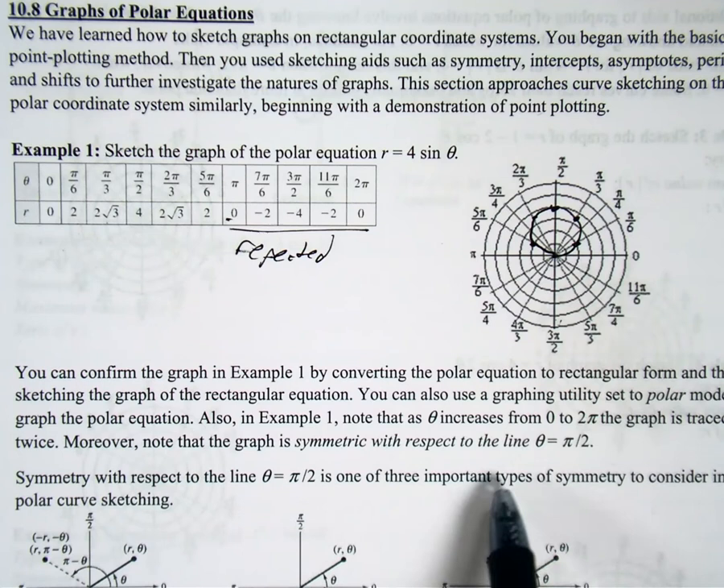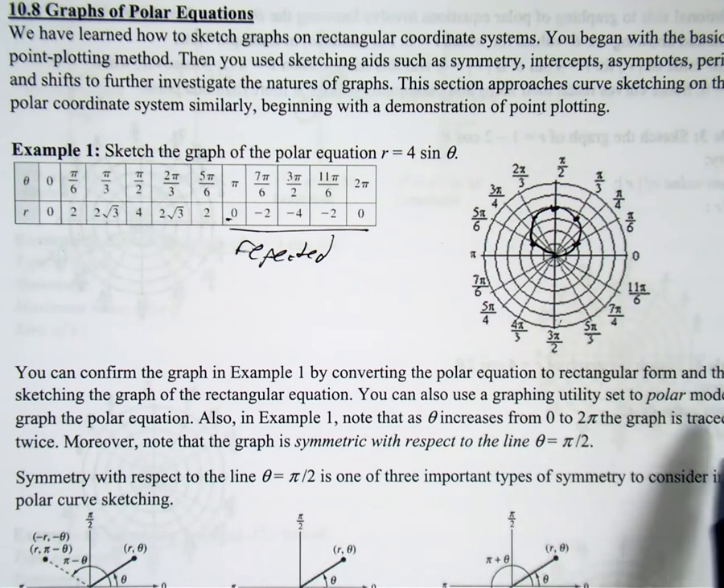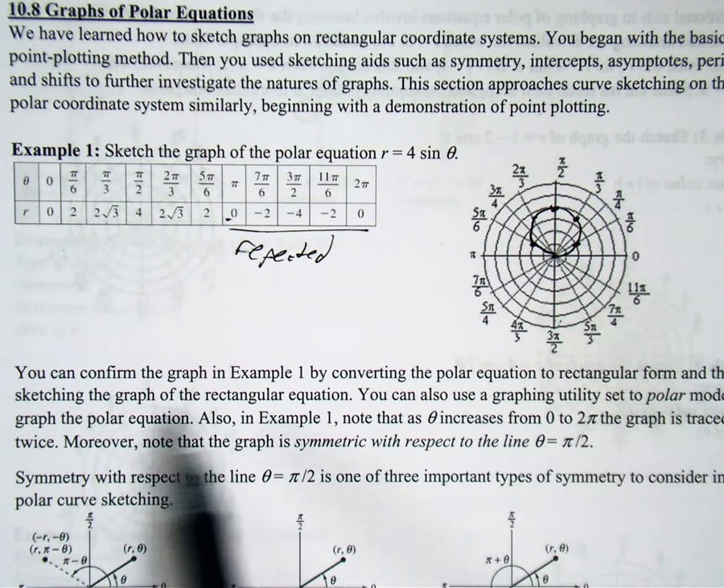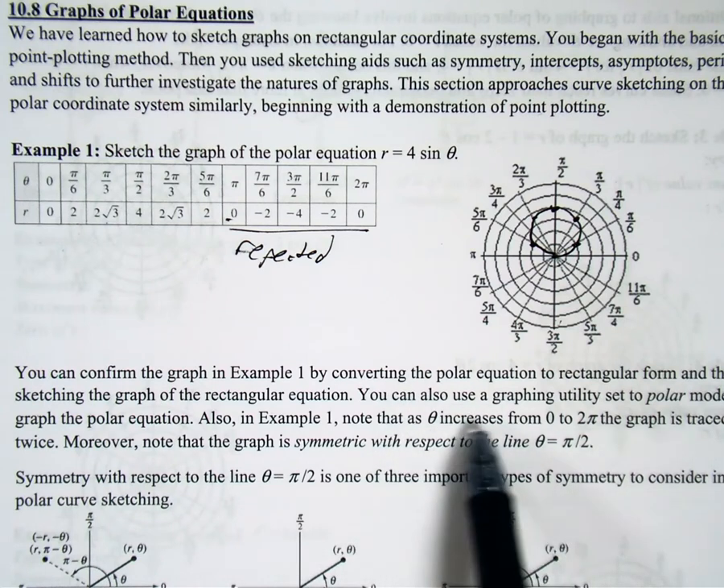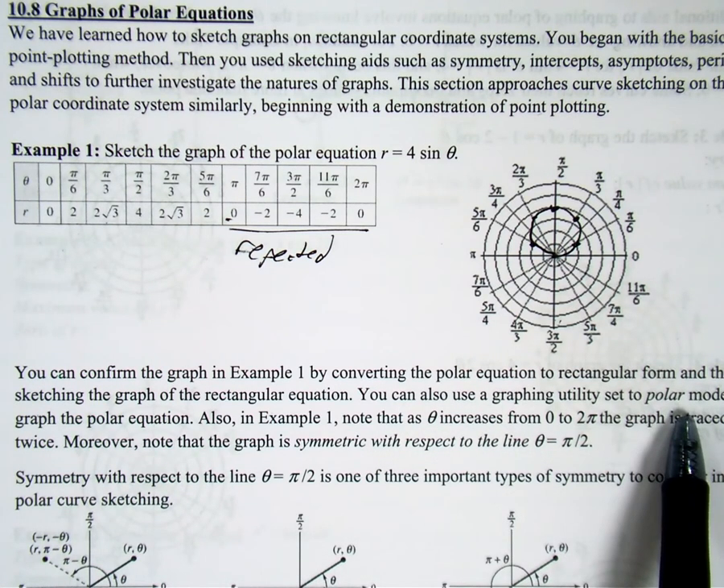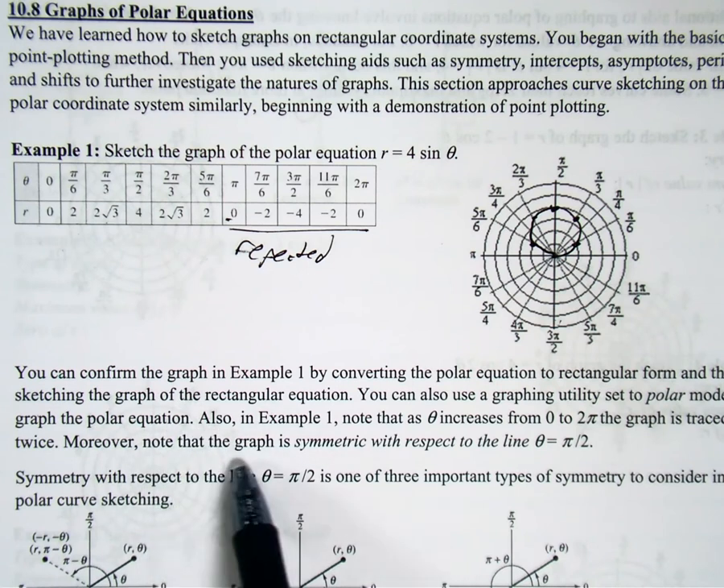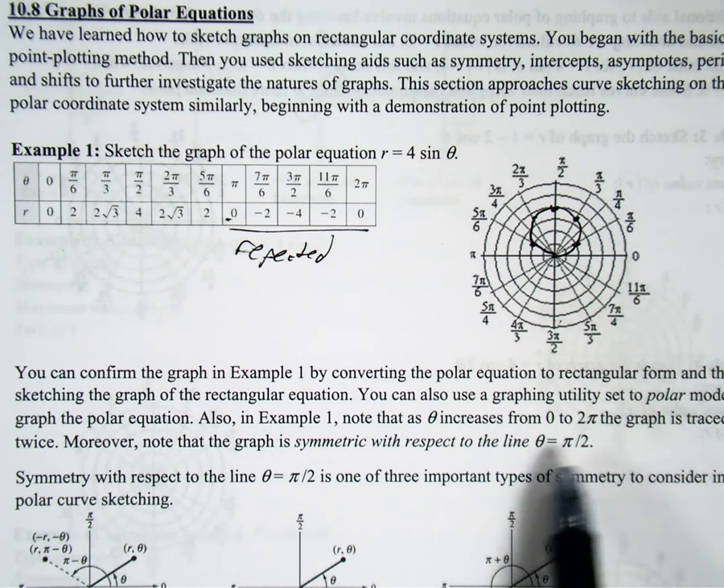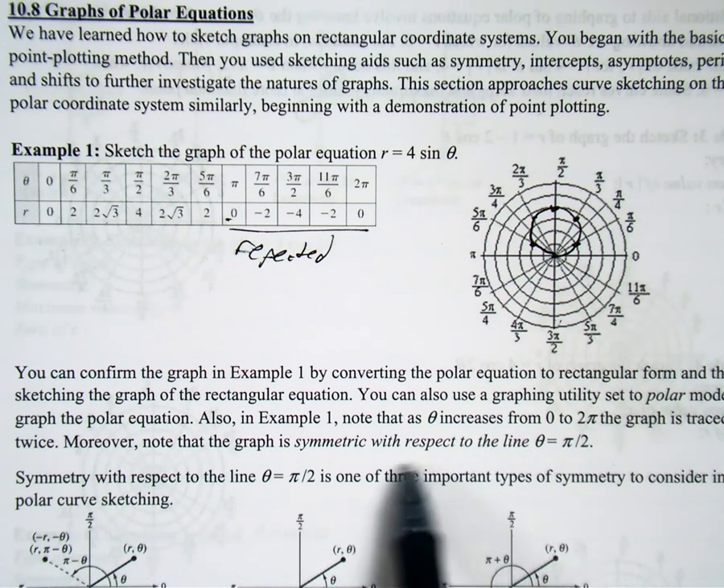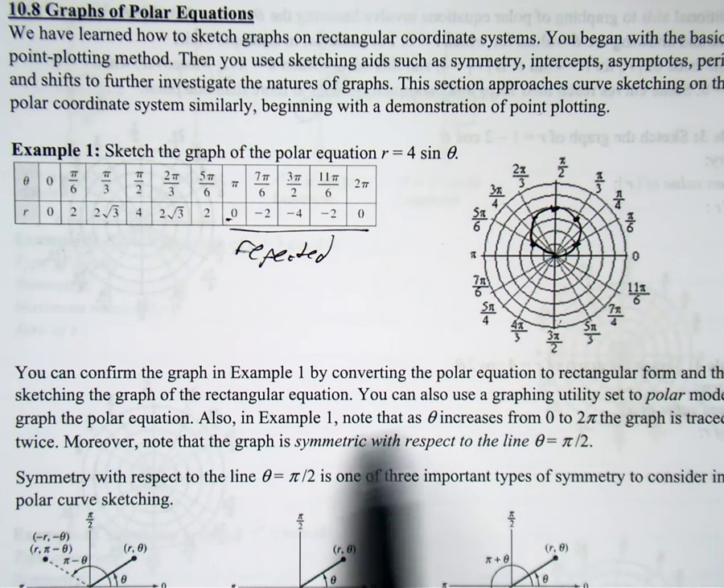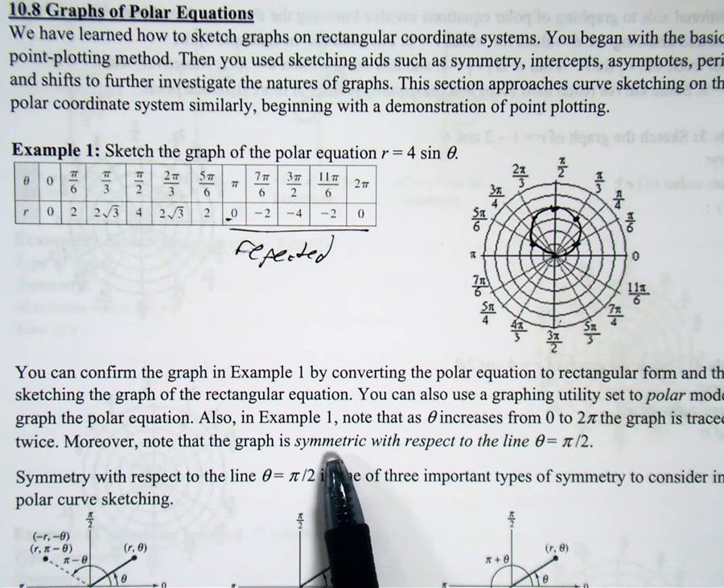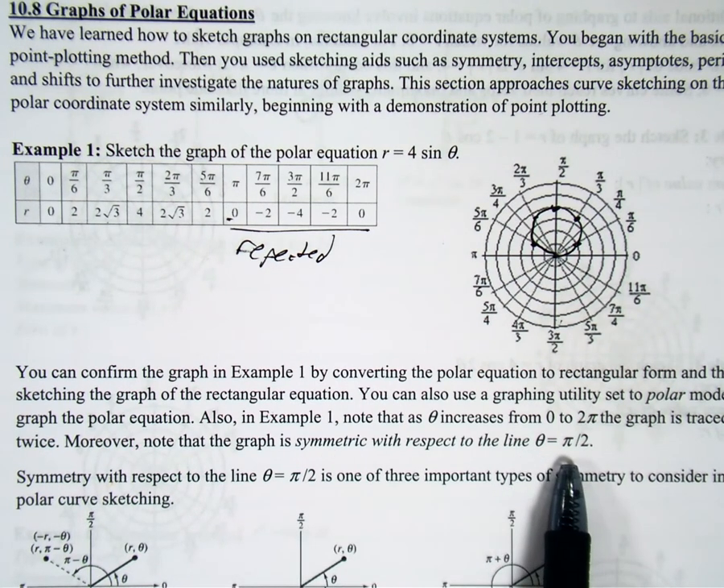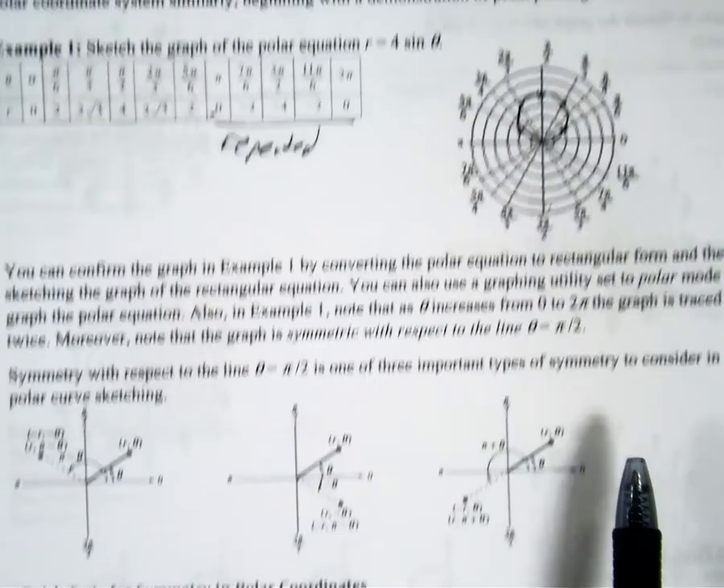We can confirm the graph of example 1 by converting the polar equation back into rectangular form, and then sketching the graph of the rectangular equation. You can use your graphing utility. We already talked about changing it to polar mode and to polar graph coordinates. And we'll see that it is a circle. Also note that as theta increases from 0 to 2 pi, the graph is traced out twice. We pointed that out. And it's symmetric with respect to the line theta equals pi over 2, what we would normally call the y-axis.